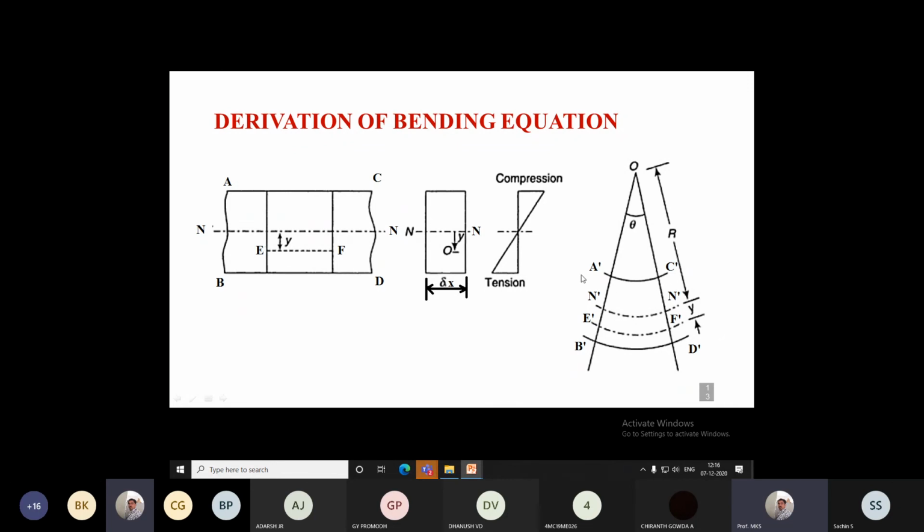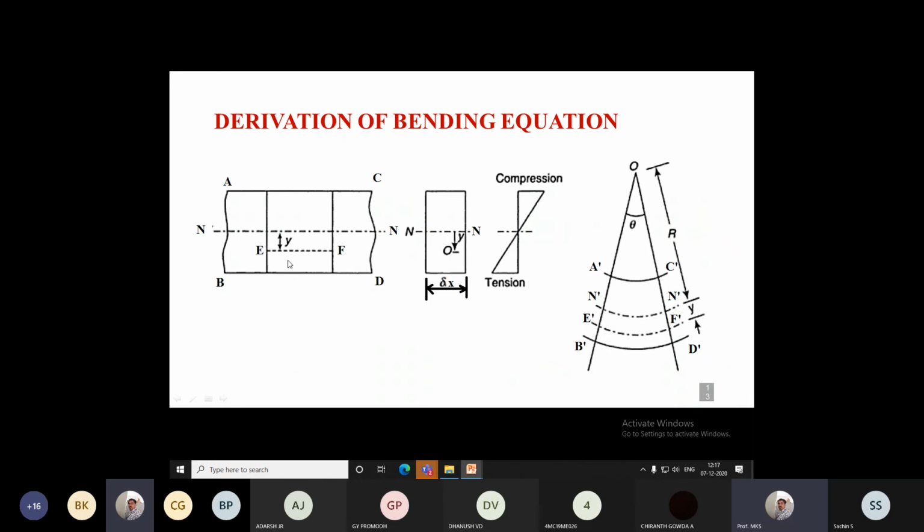We have considered a beam which is going to sag, the sagging beam. So the top portion AC will be in compression, BD will be in tension. And N dash is the position of the neutral axis. Since it is a neutral axis, the initial length NN and the final length N dash are both the same, since there will be no stress at the neutral axis.